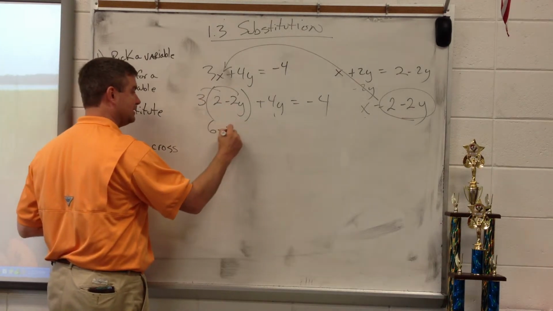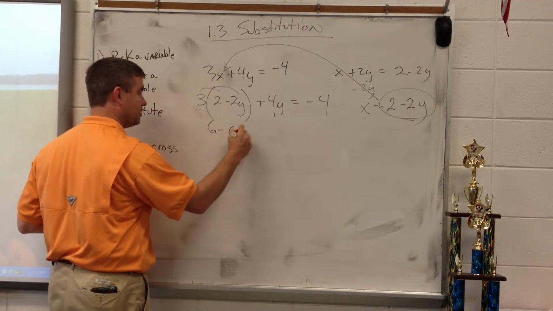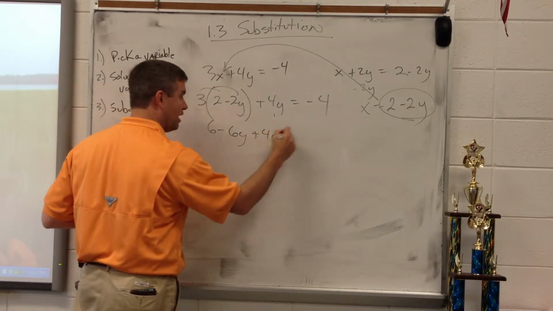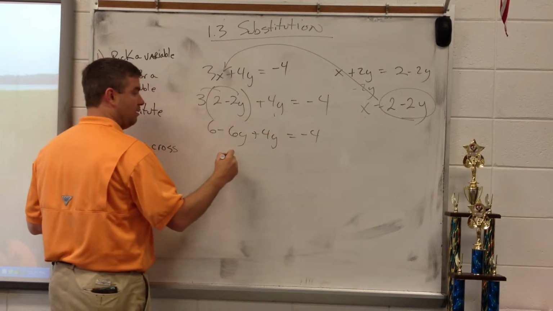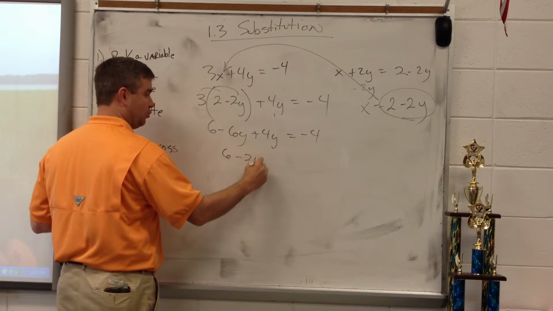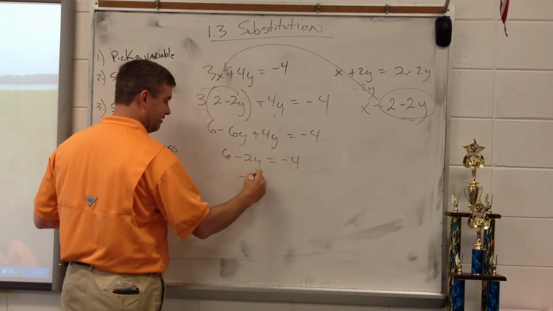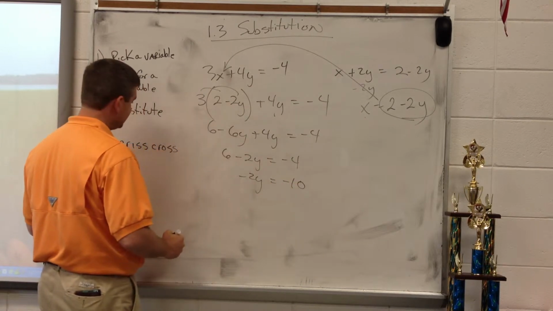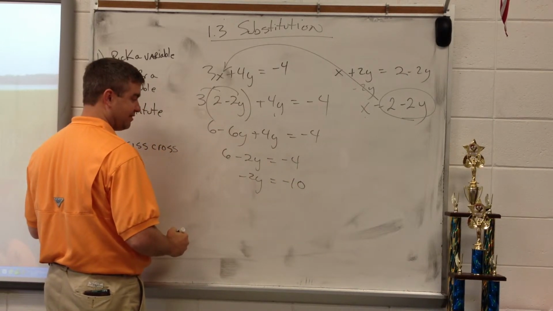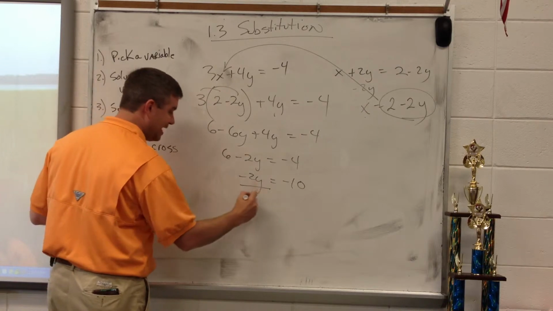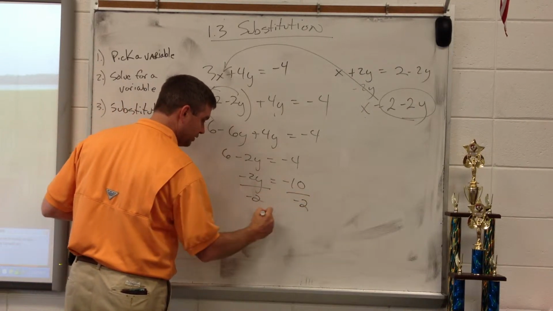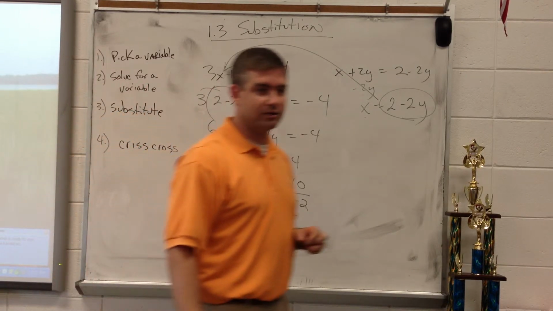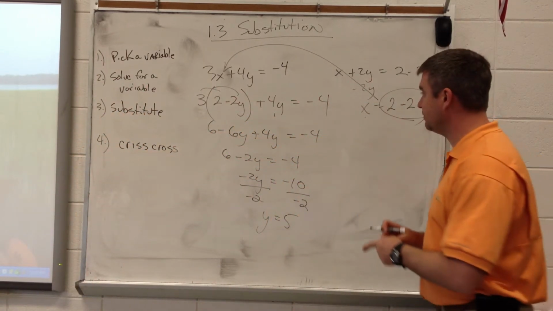We get 6 minus 6y plus 4y is equal to negative 4. That's 6 minus 2y is equal to negative 4, or negative 2y is equal to negative 10, sorry. Slow down. Divide by negative 2 on both sides, and what is y equal to? 5. Y equals 5. I'll say that again because I said it wrong.